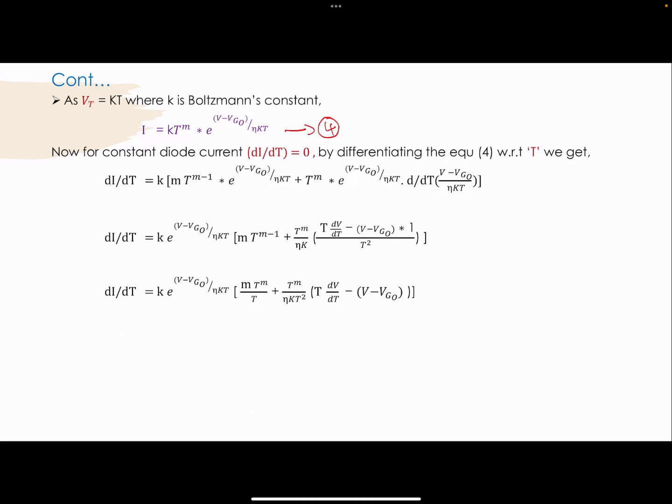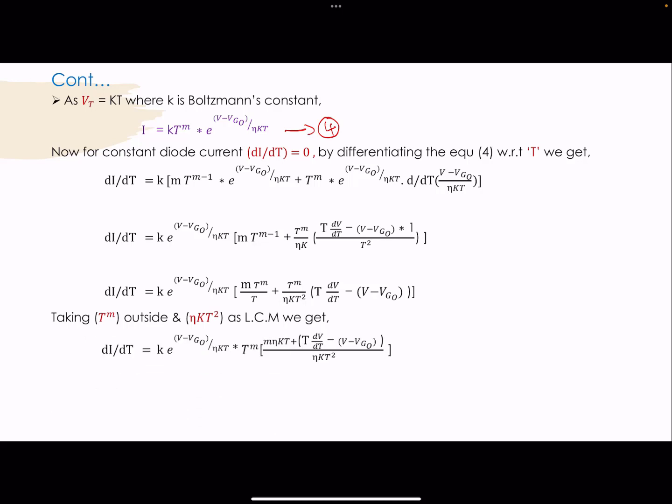So dI by dT is equal to K into e to the power of V minus Vg0 by eta kT into m into T to the power of m by T plus T to the power of m by eta k T square into T into dV by dT minus V minus Vg0. Now by taking T power m outside and eta kT square as LCM, we get dI by dT is equal to K into e to the power of V minus Vg0 by eta kT into T to the power of m into m eta kT plus T into dV by dT minus V minus Vg0 by eta kT square.